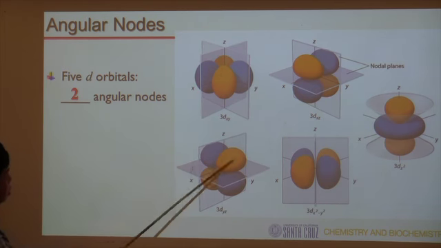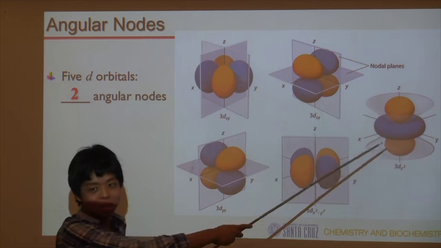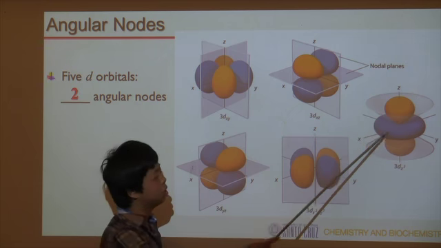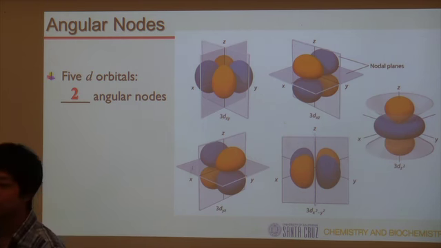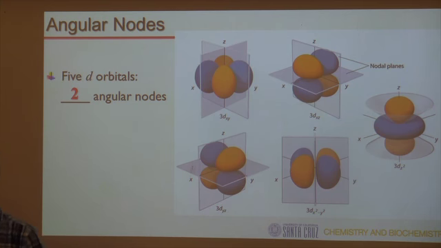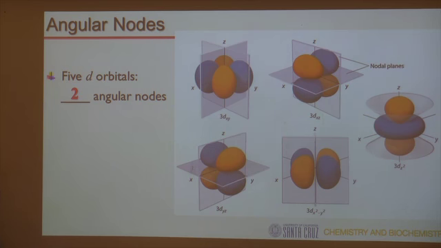2, 2, 2, 2. How about this? It looks weird. It's still 2. The 2 nodes are actually 2 cones. One cone here, one cone here. Also 2 nodes. So this picture I want to tell you: don't imagine the angular node would just be a flat plane. Some of the nodes can be a cone.